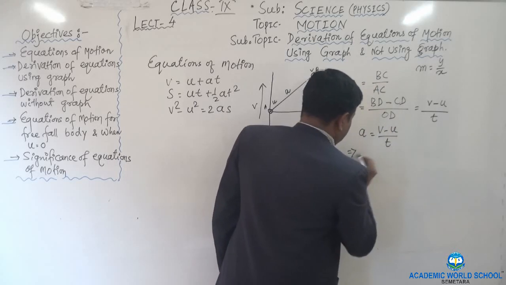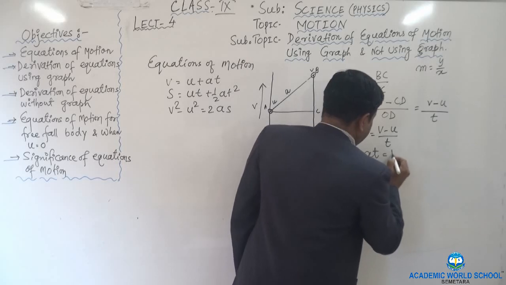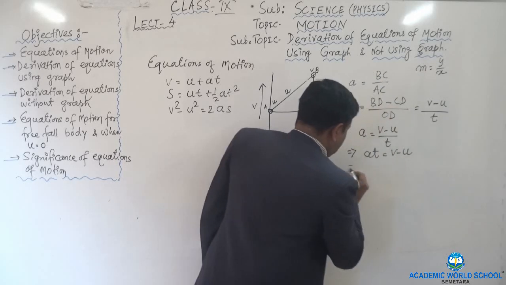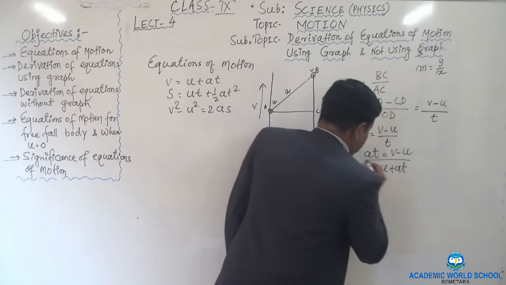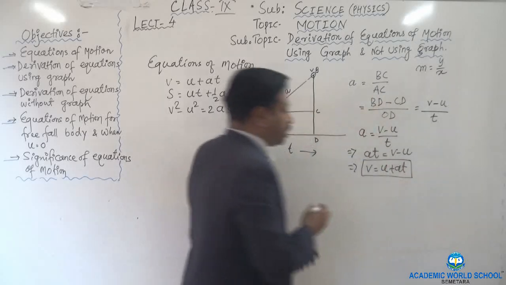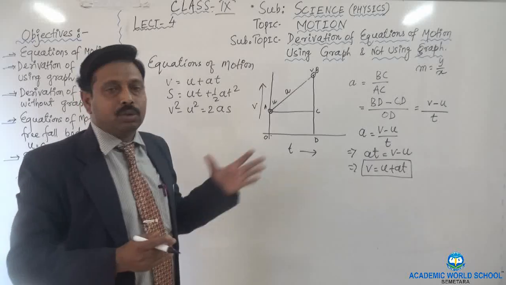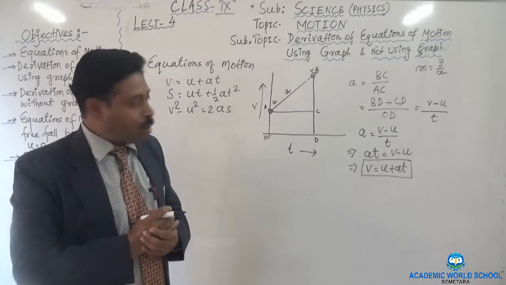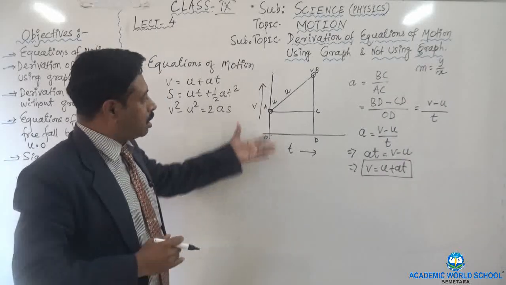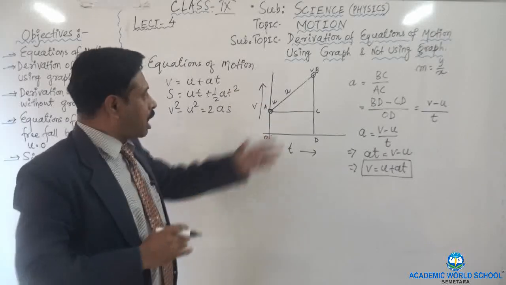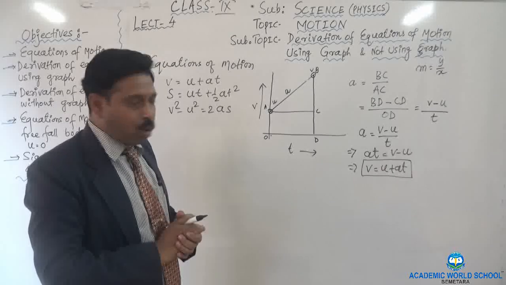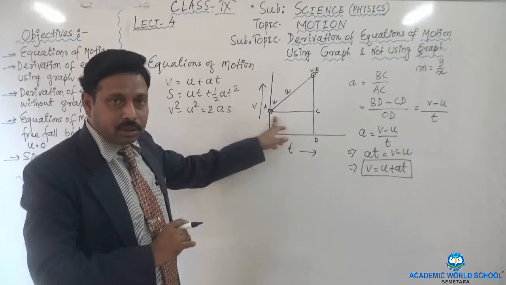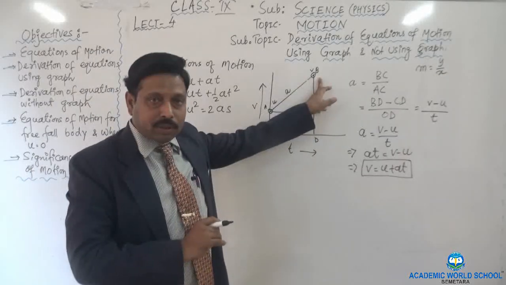Then by cross multiplying, I get AT is equal to v minus u, or v is equal to u plus AT. So this is the first equation of motion derived using a graph. Okay. So again you can go through that. I have taken the slope of the line segment AB. Okay. A is the initial position, B is the final position.